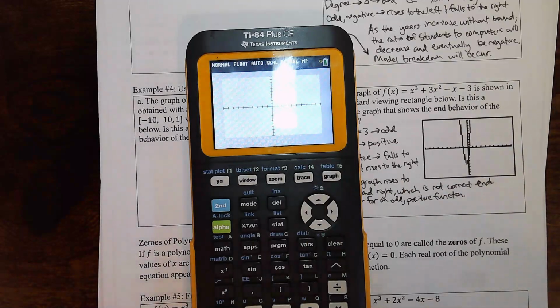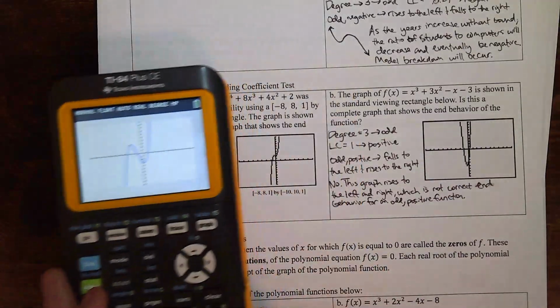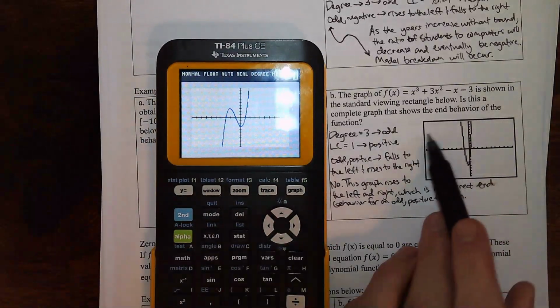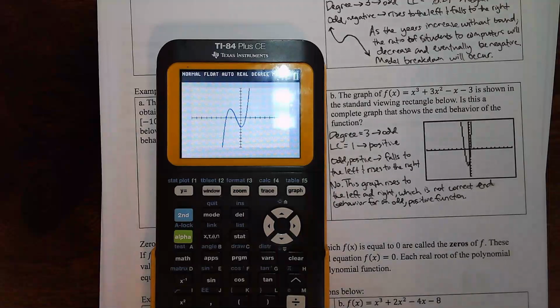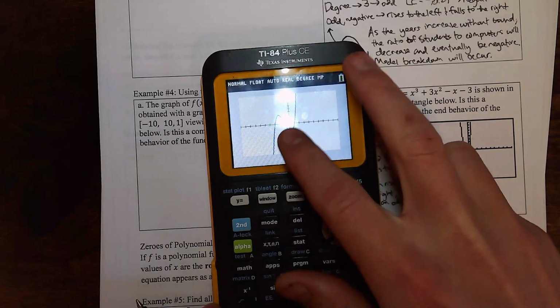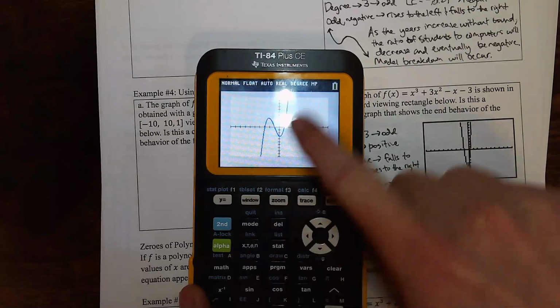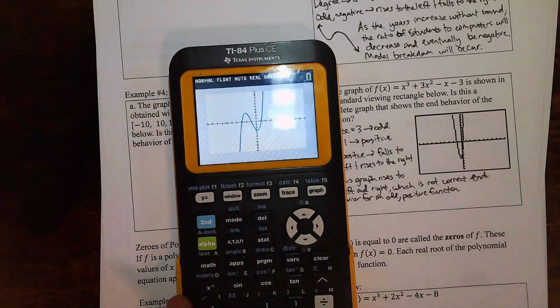So I go to the standard graphing window. Well, I guess they did not capture this part of the graph here. Maybe their scales are really small. I bet they had a small scale. You can clearly see here without even having to zoom that it falls to the left and rises to the right. So this is in a standard view.